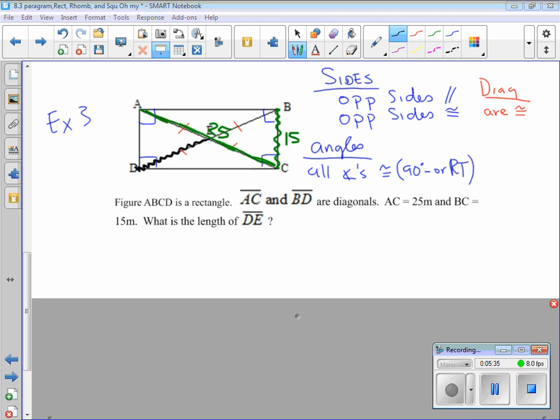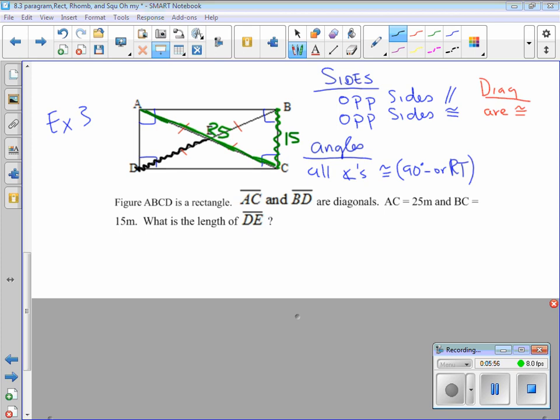When they gave me the 25 and the 15, I started thinking, oh, this is going to be a right triangle problem. I was thinking they were going to ask me to find AB. I could use the Pythagorean theorem to find AB if I wanted to, given two sides of a right triangle. But it's not. They're just simply asking me to find DE.